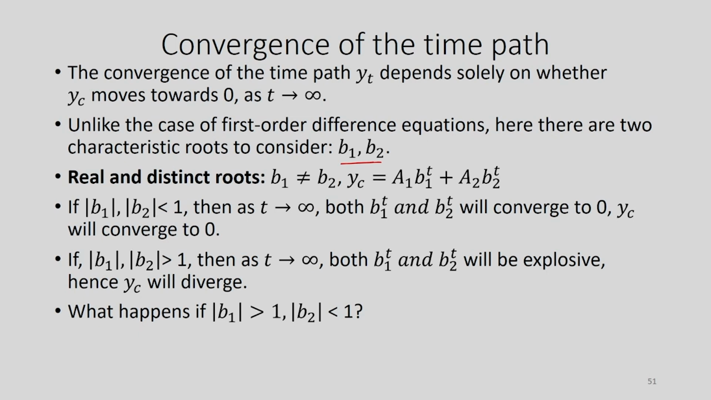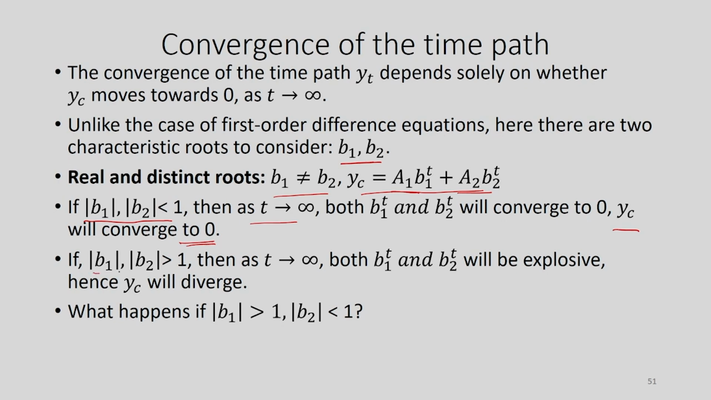So first let us take the case of real and distinct roots where b1 is not equal to b2. We know this is the complementary function. Now if the absolute value of both are less than 1, then it is clear that as t goes to infinity, both these terms, a1 b1^t and a2 b2^t, will tend towards 0. That means y_c will converge towards 0.